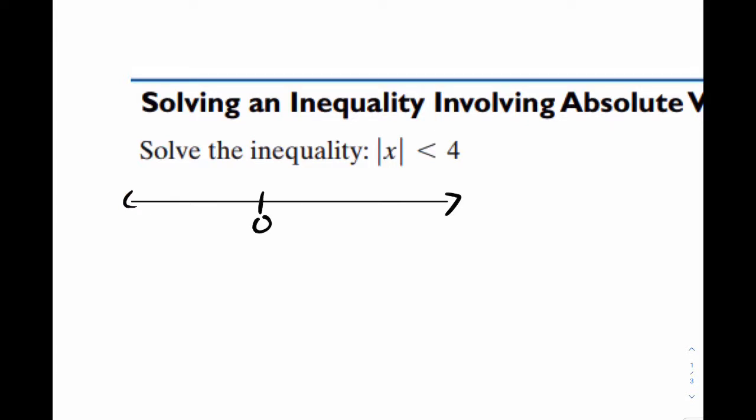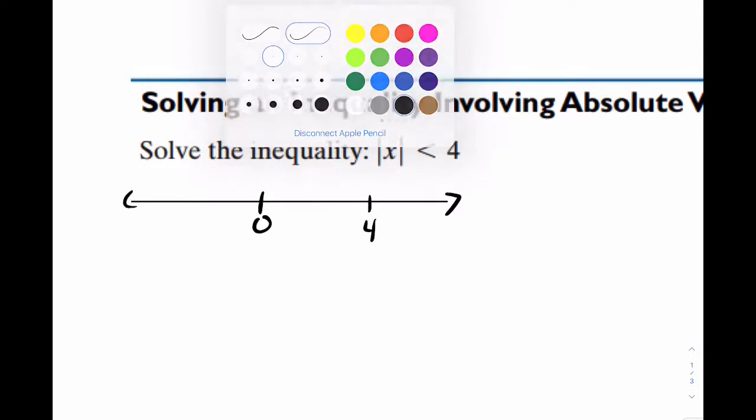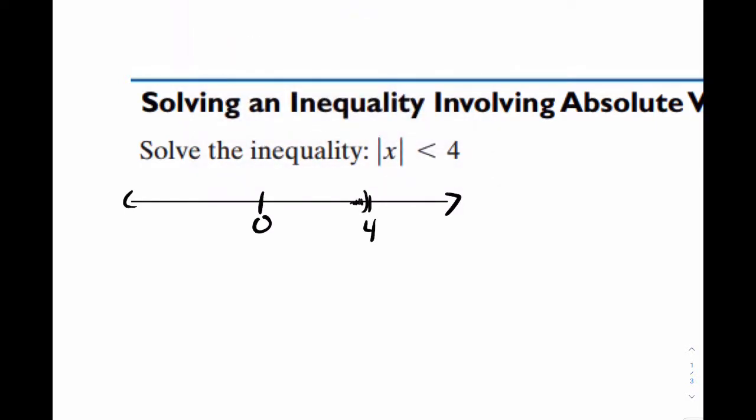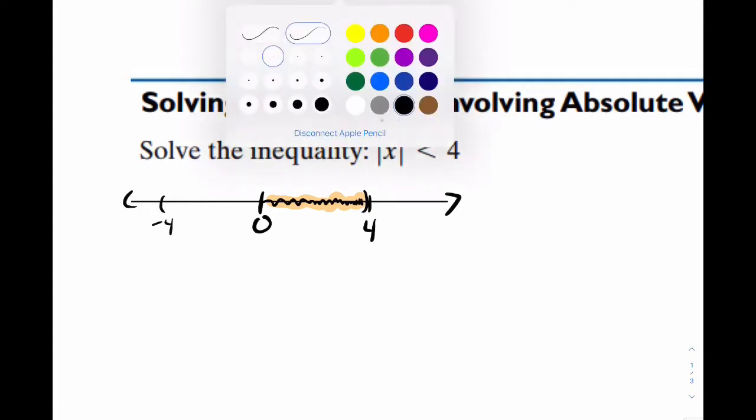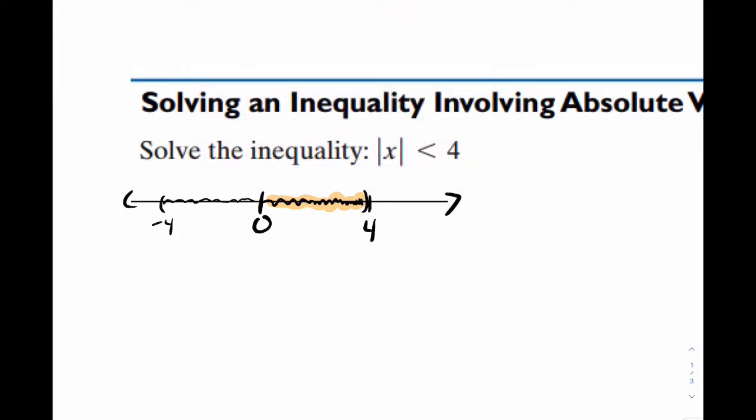We want all the numbers that are less than 4 if we do the absolute value. So clearly everything less than 4 to 0 should work, like 4, 3, 2, 1. All those answers are going to be fine. But also negative 4. Everything above negative 4 should also be fine. So now we can see our answer is right there, negative 4 to 4.